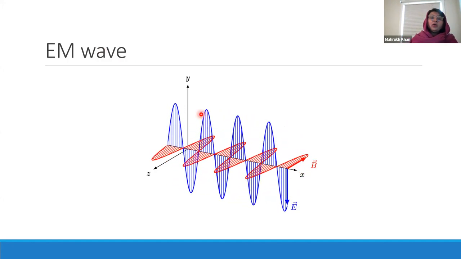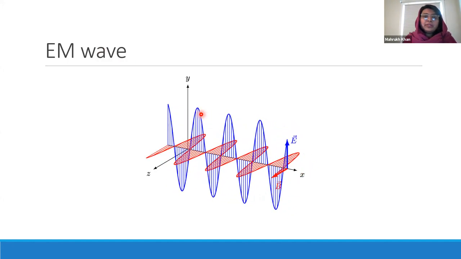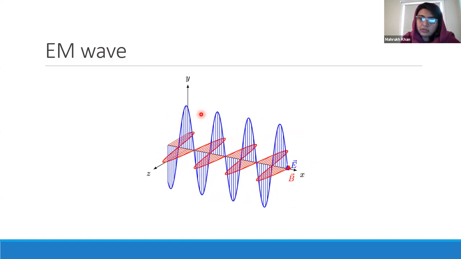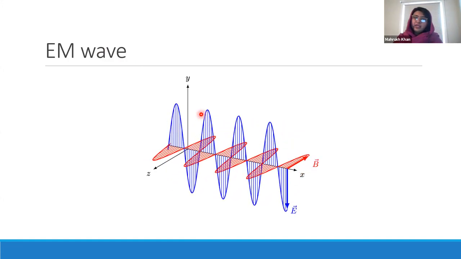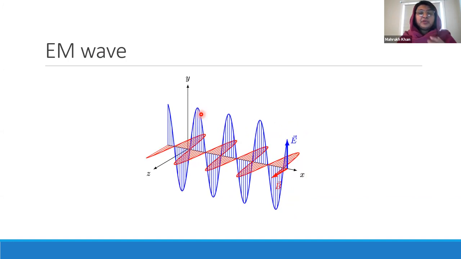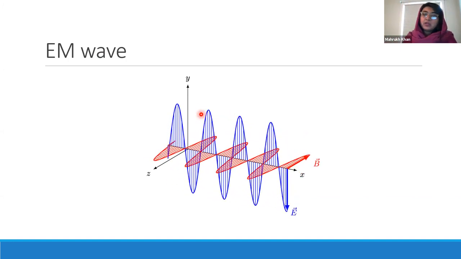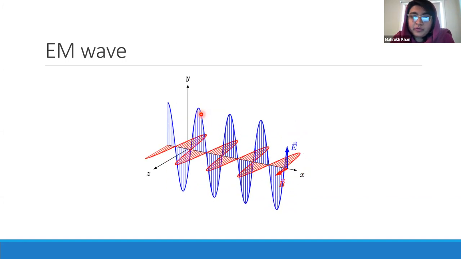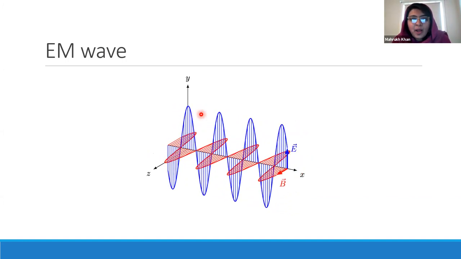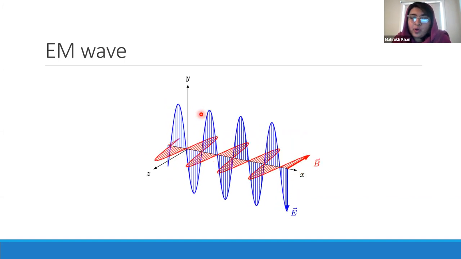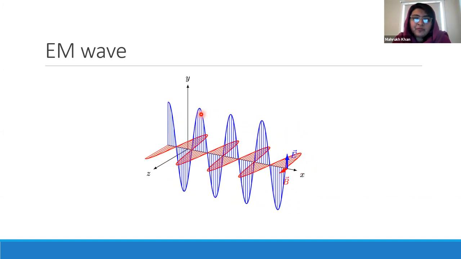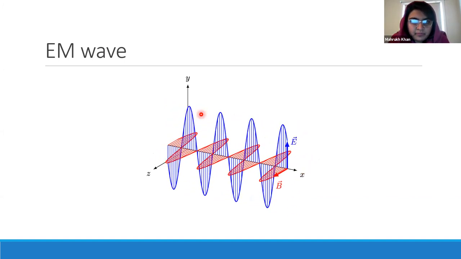But right now we need to know how they will be produced. This is the EM wave we know that is produced due to the variation in each other, but what the sources are and how they will be produced, we will learn that. But the main question was how it works. It works because they produce each other.